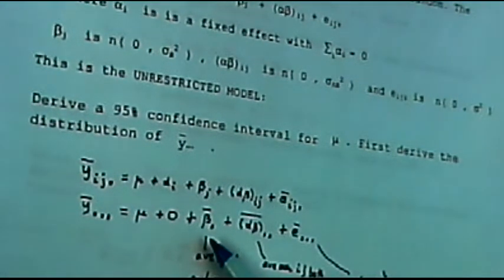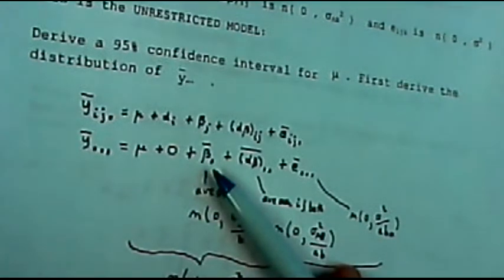Then when I get to the beta j's, when I sum on k, there's no effect. When I sum on i, there's no effect. But when I sum on j, I get an average. So I called it beta bar dot, averaged over the j.